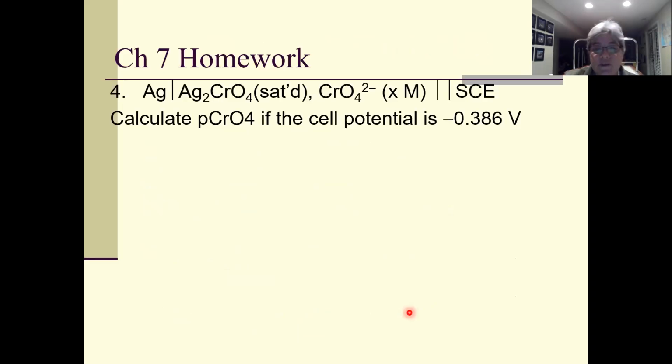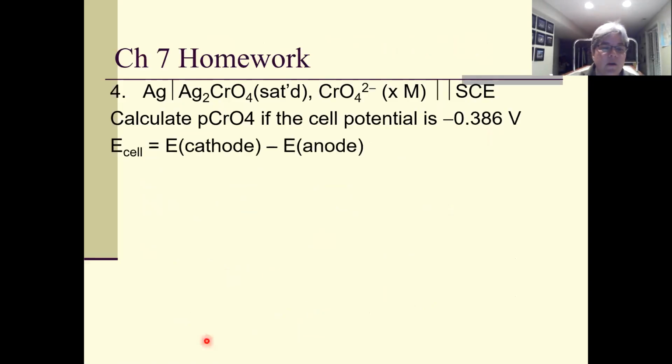Okay, the other thing we had in the homework was to actually calculate the concentration of p-chromate. So this ion concentration, if we know that E cell is minus 0.386. Okay, so remember, our overall equation is always E cell is cathode minus the anode. So when I look at this, how do I know which is the cathode, which is the anode? And you do know just by looking at this. Remember, the anode is always on the left, and the cathode is always on the right. Okay, so just by looking at it.